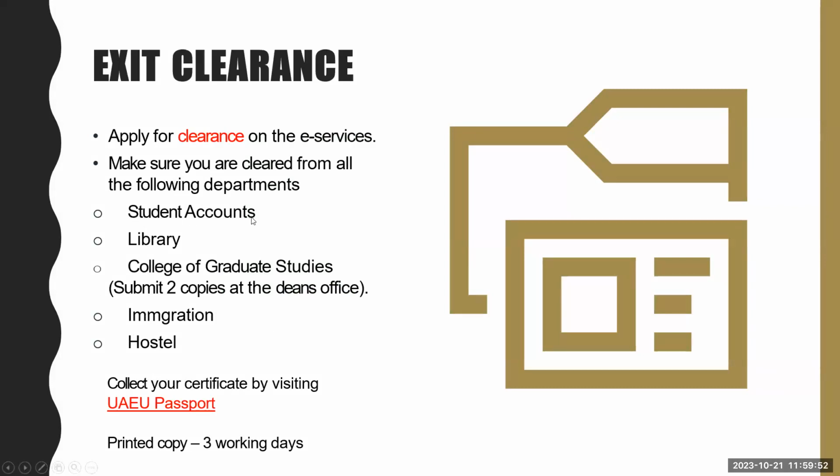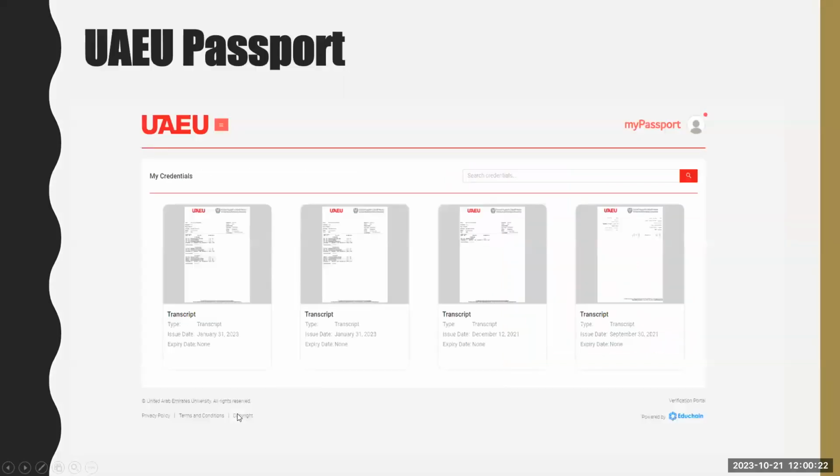For example, student accounts, if you don't owe anything, they'll clear you. Library, College of Graduate Studies: you won't get it until you submit the hard-bound copies. Immigration, if you are on a student visa from the university, and the hostel if you are using the accommodation. Let's say you're done with all the clearances, you'll get your certificate using the UAE Pass. I'll show you what it looks like.